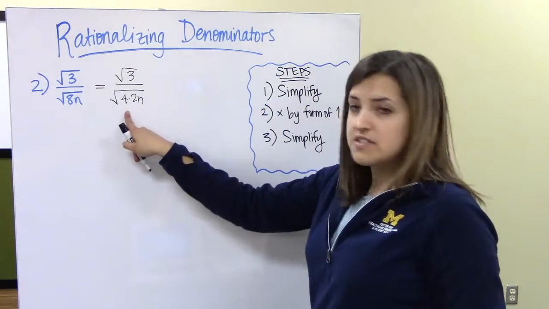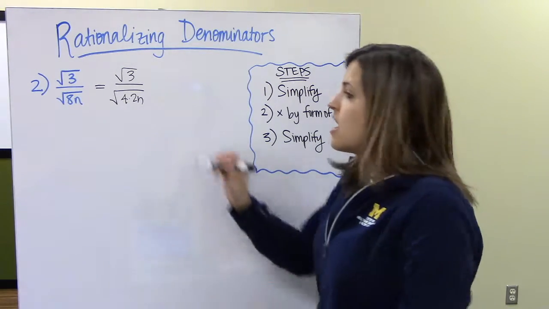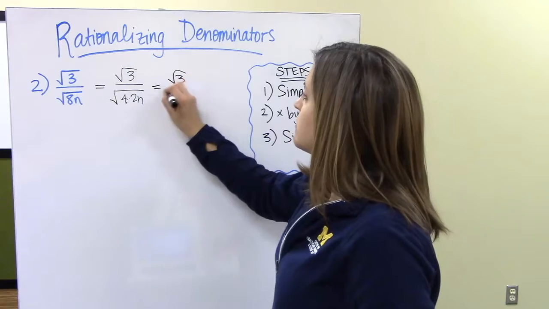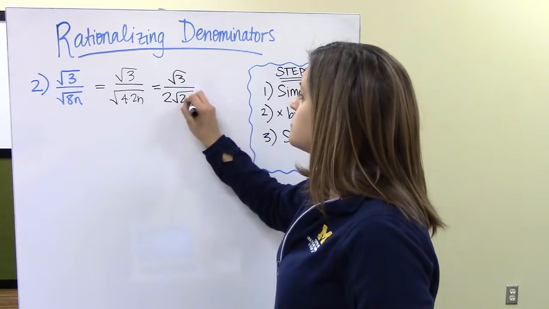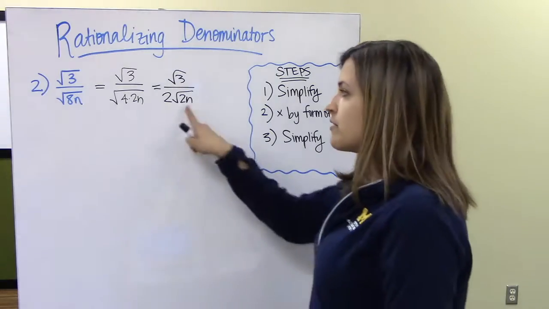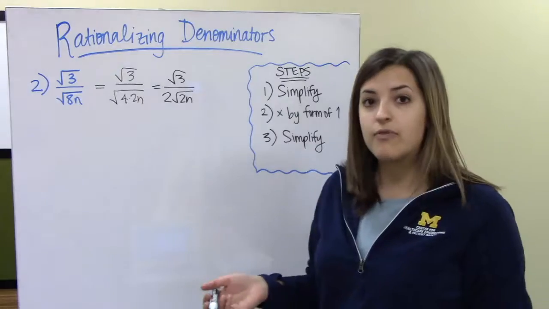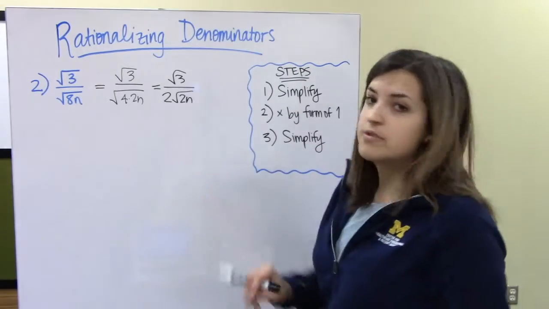Now I can separate these using my product property into the square root of 4 times the square root of 2n, and what I'm going to get is the square root of 3 over 2 square root 2n. Now we're in simplest form for now. We need to get rid of that square root in the denominator, so we're going to follow the second step. We're going to multiply by a form of 1 using that square root in the denominator.